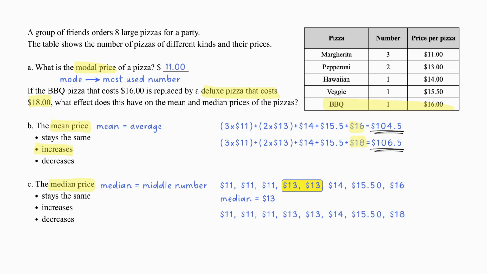Now, what happens if we swap the $16 barbecue pizza for an $18 deluxe pizza? Let's look at the new list. The middle of the line didn't move. The 4th and 5th pizzas are still $13. Changing a number at the very end of the list doesn't affect the middle. Therefore, we choose stays the same.